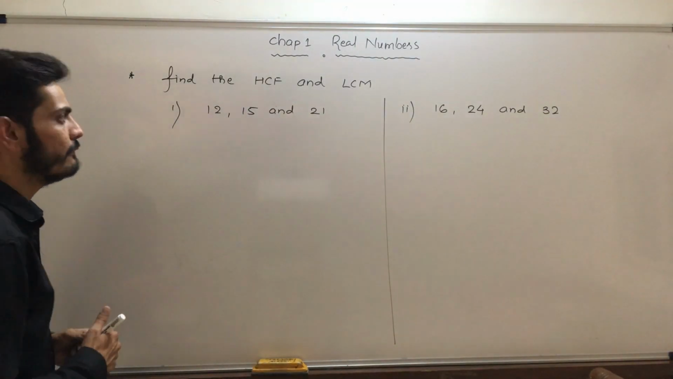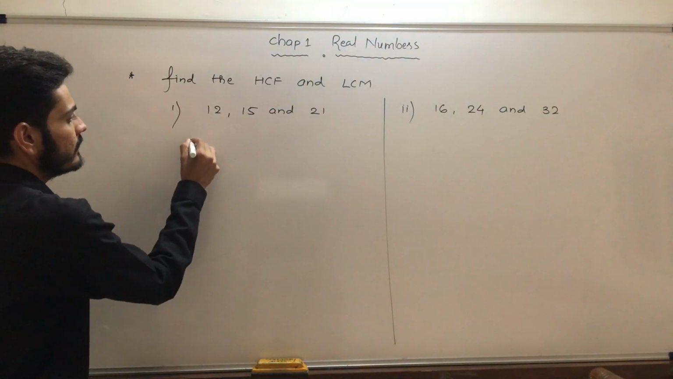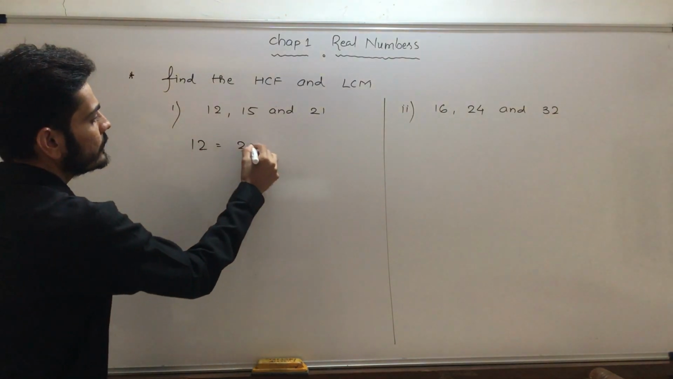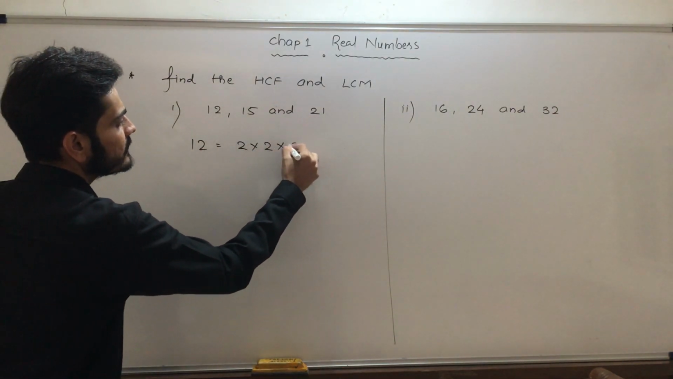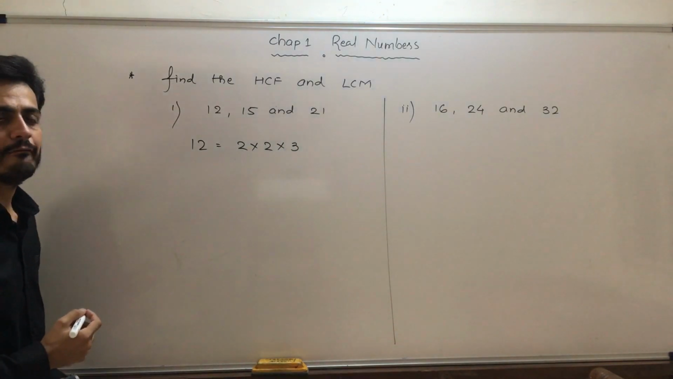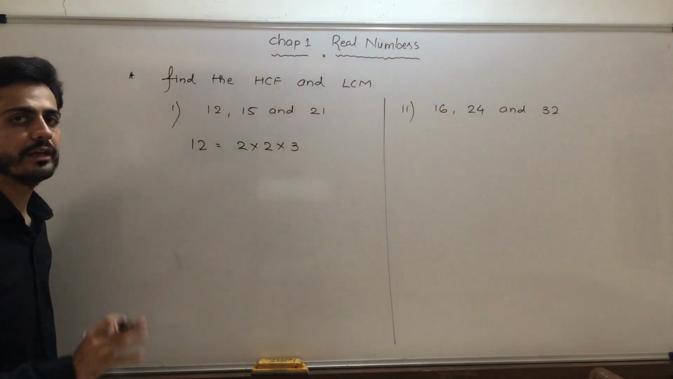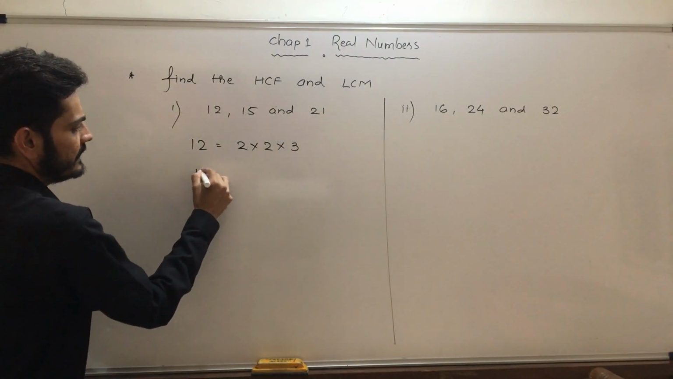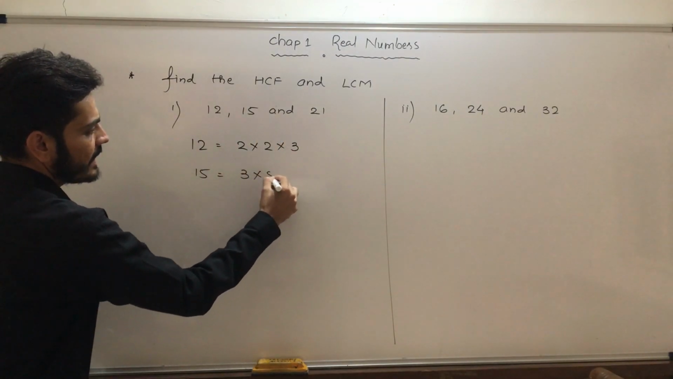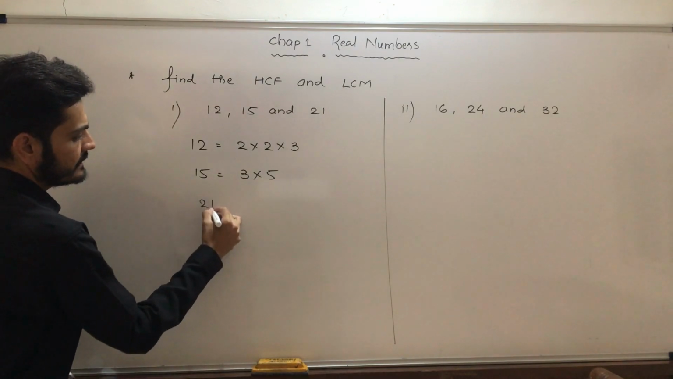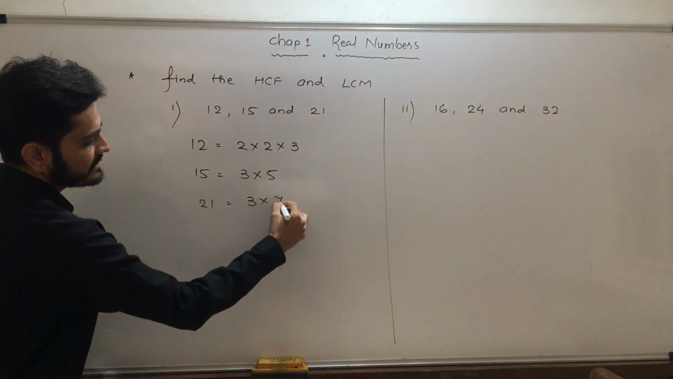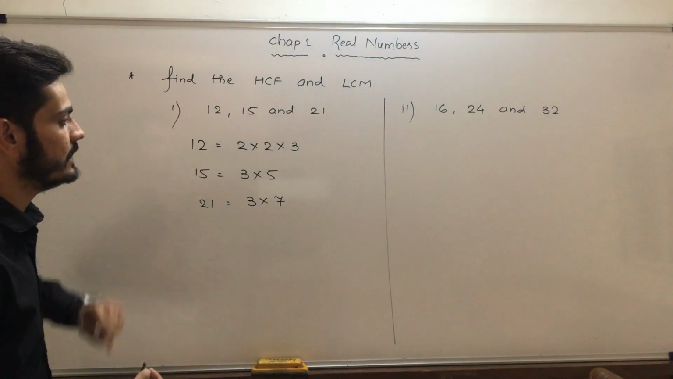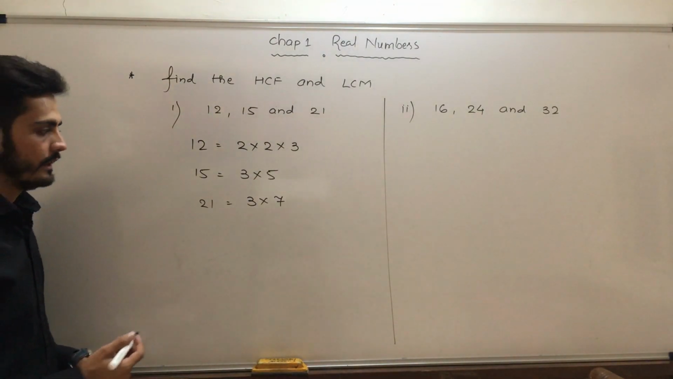So let's do the prime factorization of 12. 12 is 4 times 3, and 4 is 2 into 2. So 12 is 2 into 2 into 3. This is the prime factorization of 12 and it is unique. 2 twos are 4, 4 threes are 12. Then 15 is 3 times 5, and 21 is 3 times 7. This is the prime factorization of the given three numbers 12, 15 and 21, which is unique.